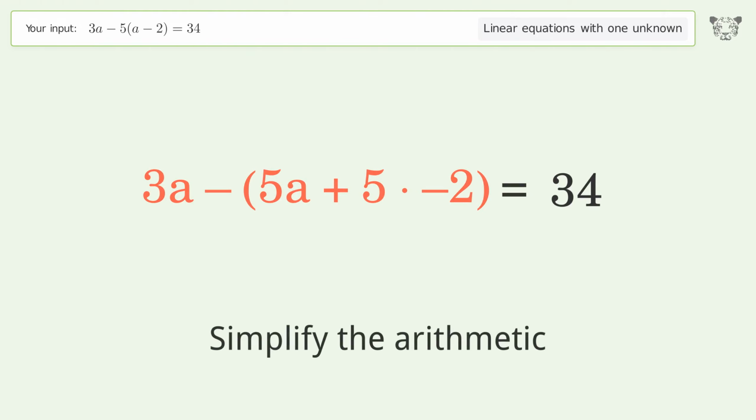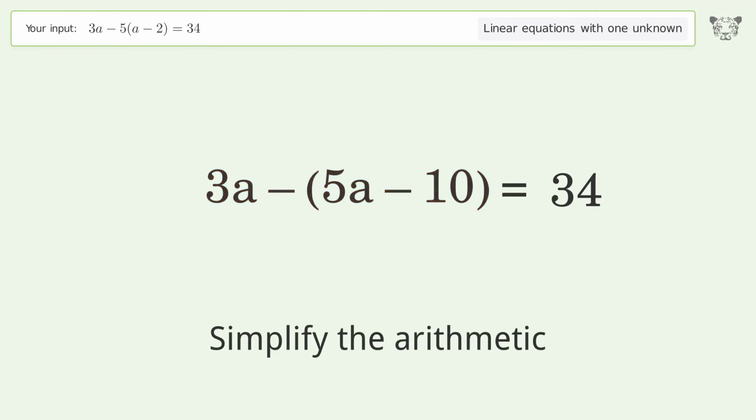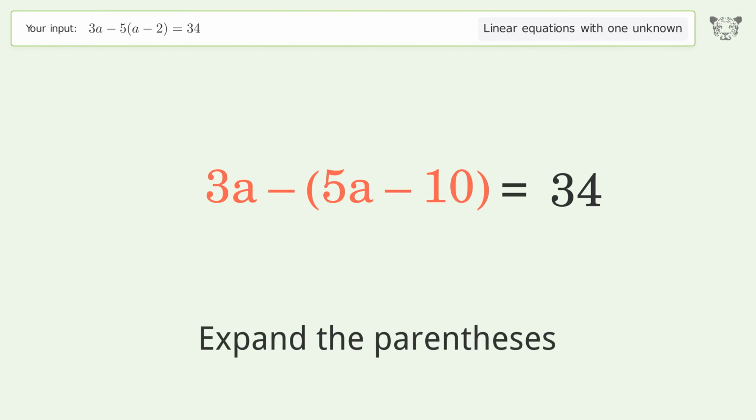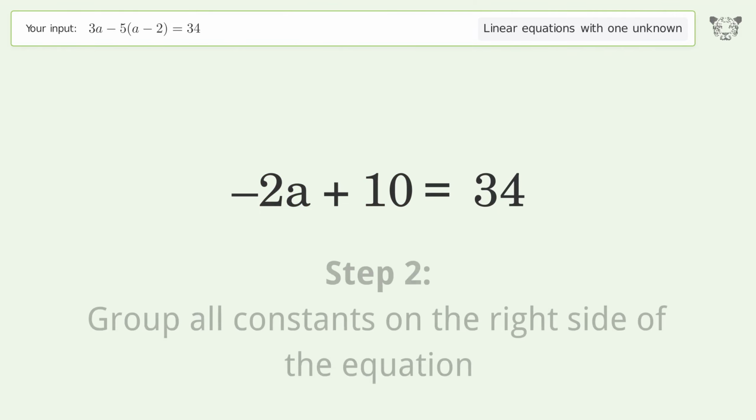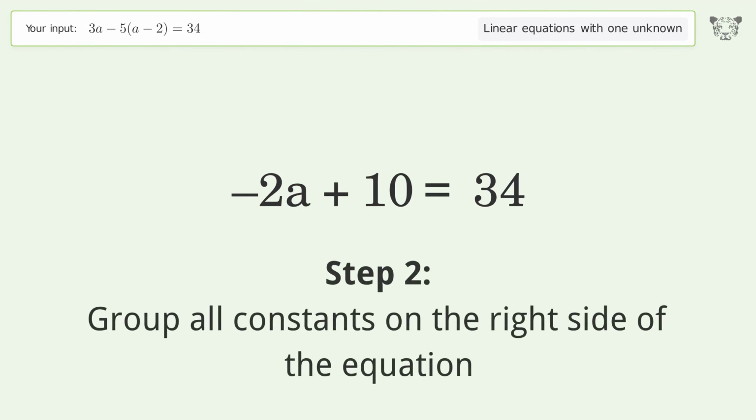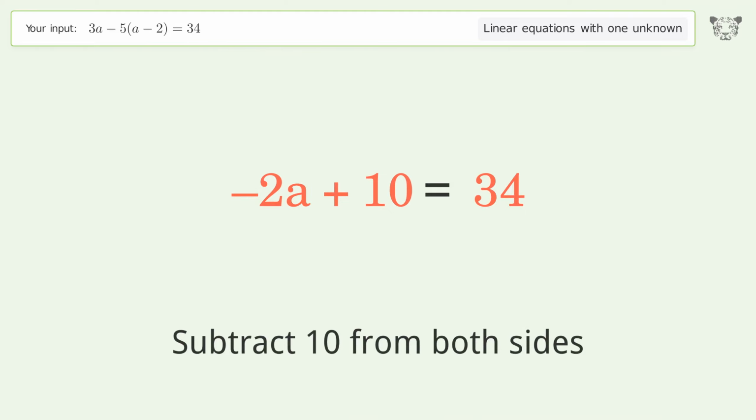Simplify the arithmetic. Expand the parentheses. Simplify the arithmetic. Group all constants on the right side of the equation. Subtract 10 from both sides.